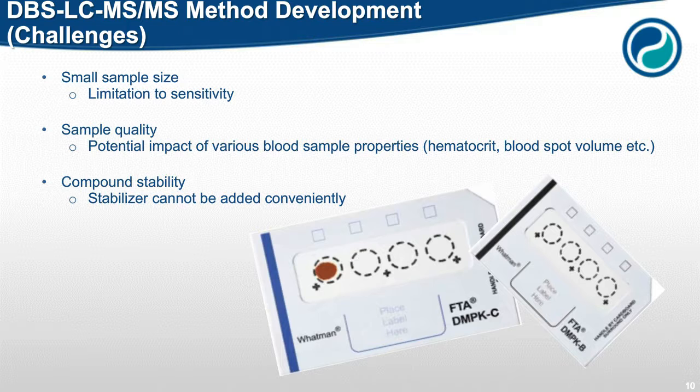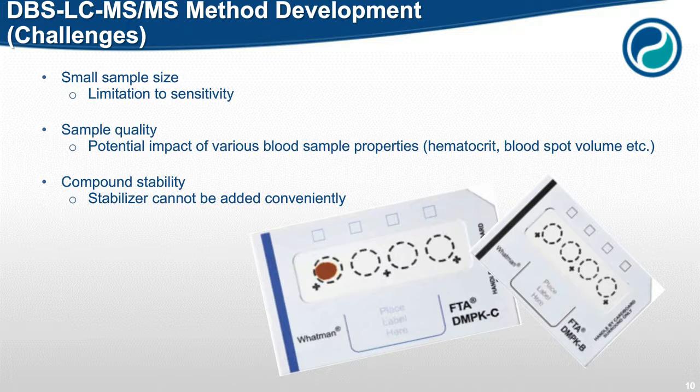Sample quality is another concern. Spot-to-spot variation can be a big problem. I've seen some really terrible DBS samples. And hematocrit is another concern. With different hematocrit levels, the spot size can become bigger or smaller and thus affect the quantitation.